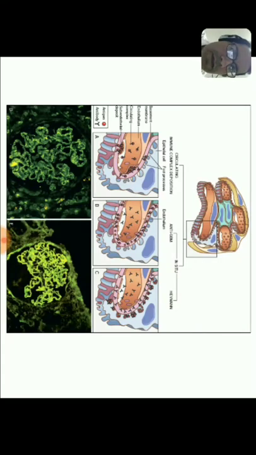So continuing the immunofluorescence role in kidney biopsies, this figure is of a post-streptococcal glomerulonephritis patient in which the glomeruli of the kidney are showing us dark green color granular deposits. These granular deposits are because of deposition of immunoglobulins, that is IgG, and complements, that is C3, in the mesangium as well as in the glomerular basement membrane.